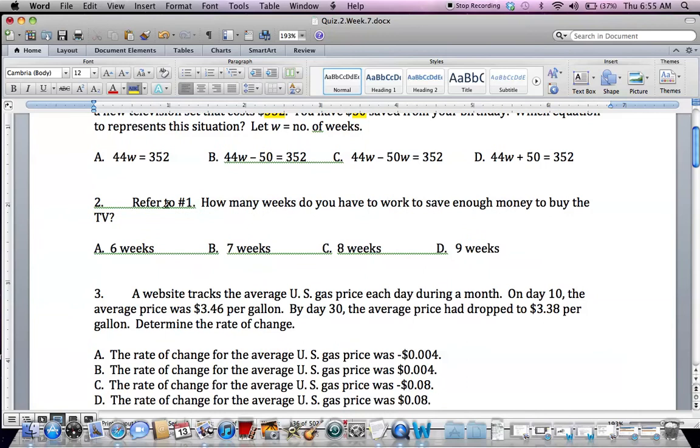When you get to number 2, you're going to refer back to number 1. And how many weeks do you have to work to save enough money to buy the TV? So whatever equation you chose at number 1, you're going to solve it down here. Whatever equation you picked up here, you're going to solve for W, and that's going to tell you how many weeks you have to work to save enough money to buy the television.